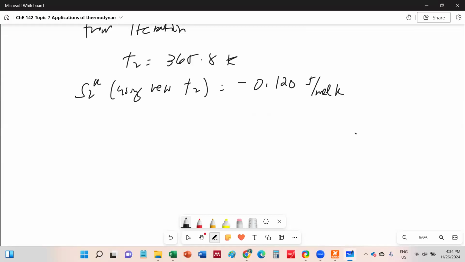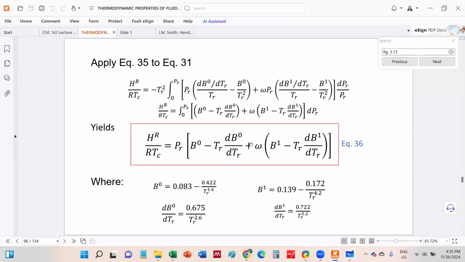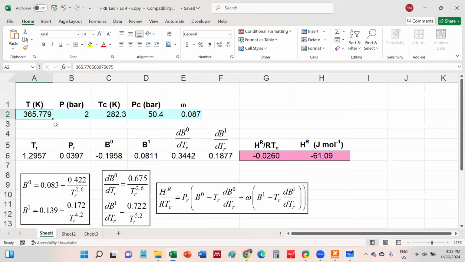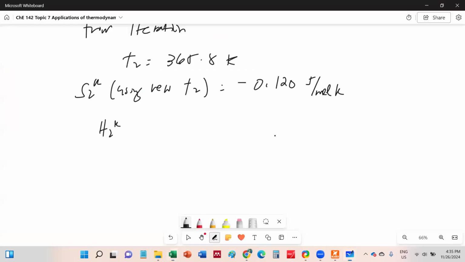Okay. So what's next? Now that we have T2, we solve for H2R using the virial coefficient equation. Okay? This one, the virial coefficient. So I let you do that manually. So I'm using the calculator. Now 365, that's the temperature T2, for letter B. And now we have the values for H over RTC and HR.